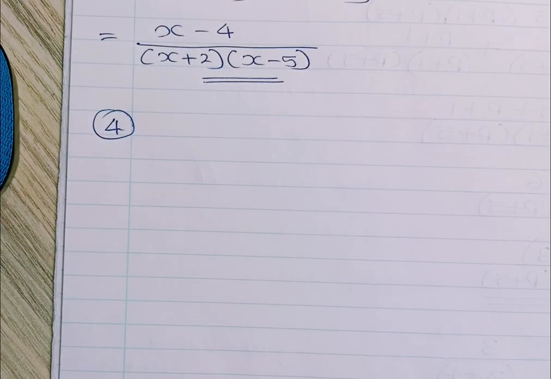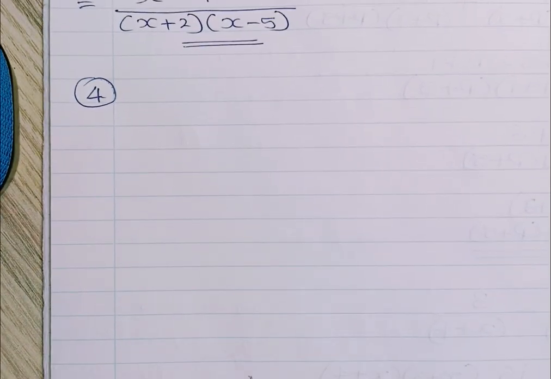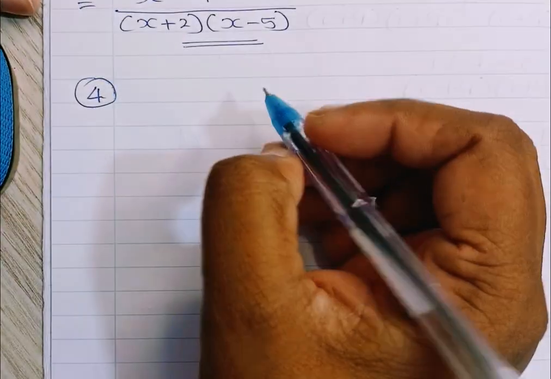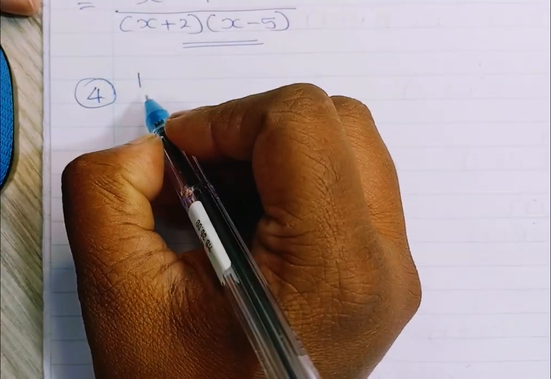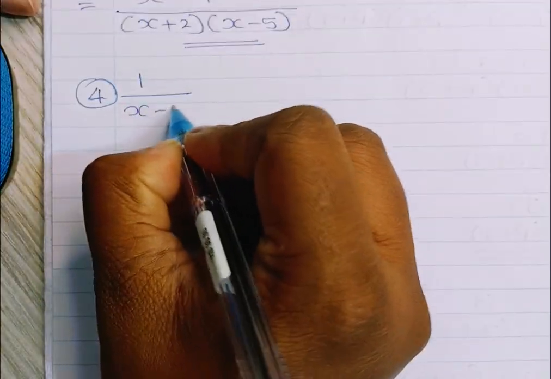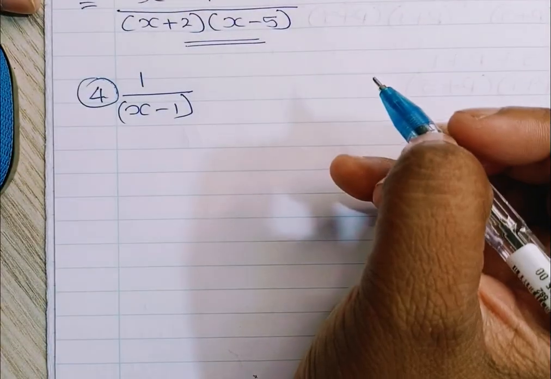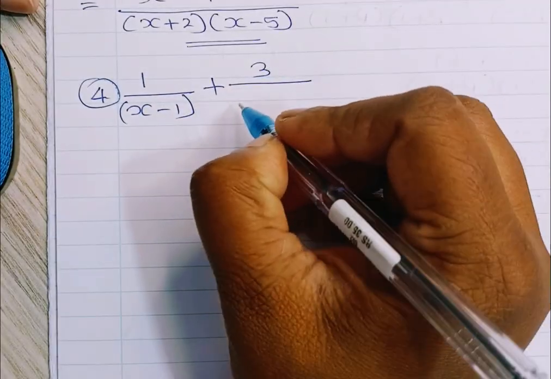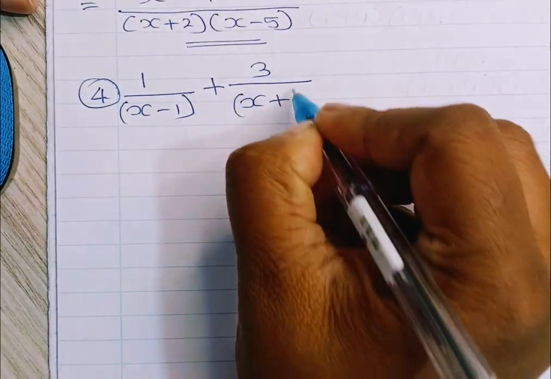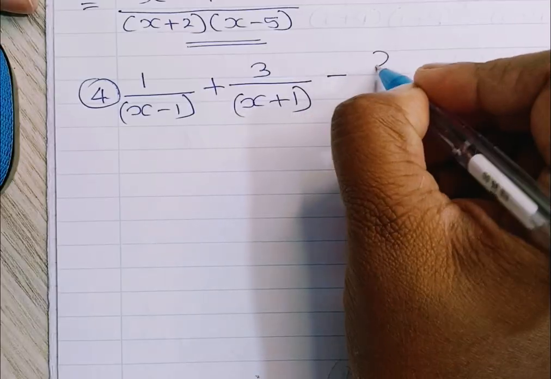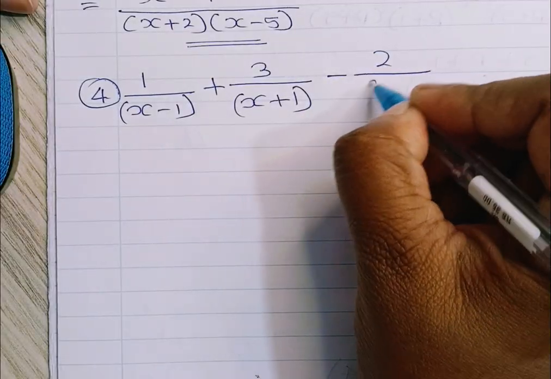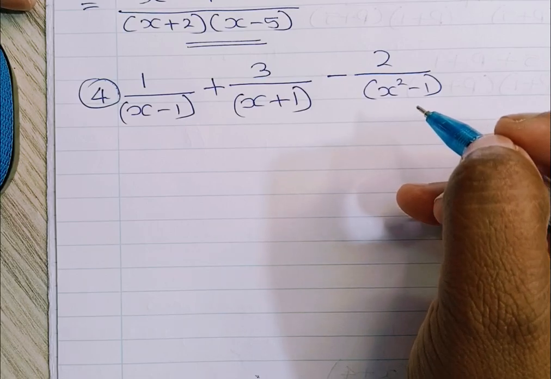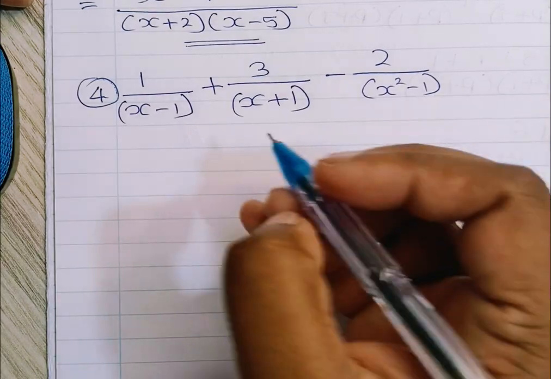So in the fourth one they are asking here. In this part there are three fractions. One is 1 over x minus 1. Another one is 3 over x plus 1 minus 2 over x squared minus 1, right? So I'm writing it that way. Okay, then after that I can write down here.